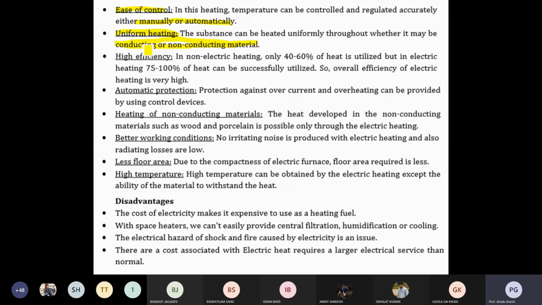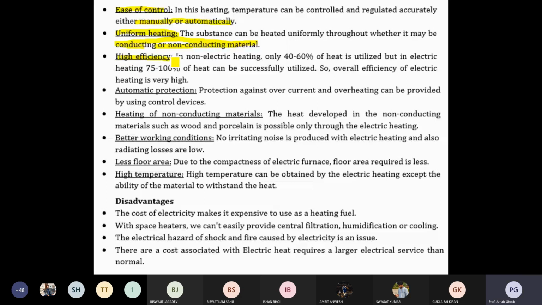The electrical hazard of shock and fire caused by electricity is an issue. There are also costs associated with electric heat, which requires a larger electrical service than normal. Those kinds of problems are there. But if you compare the advantages and disadvantages, the advantages are more than the disadvantages. That is the reason for considering the electrical method for our heating purpose.